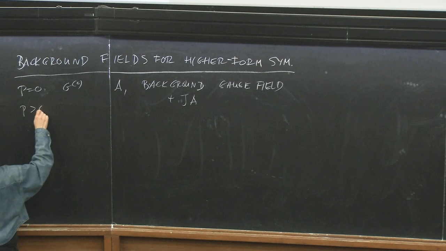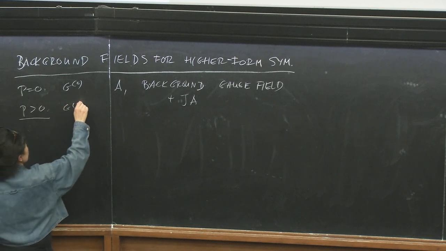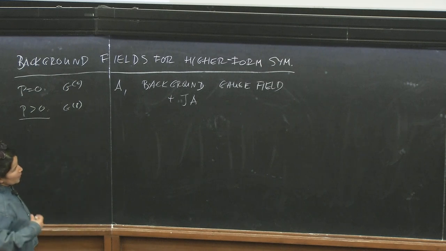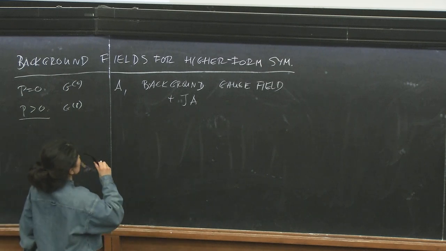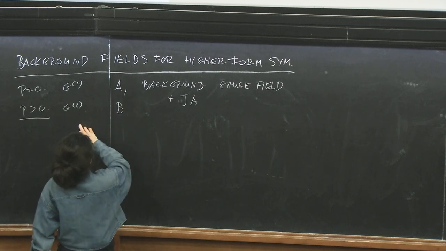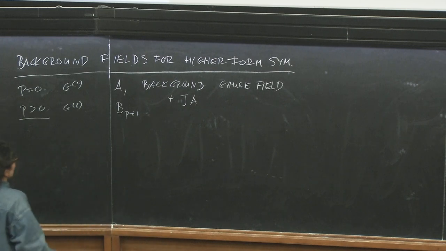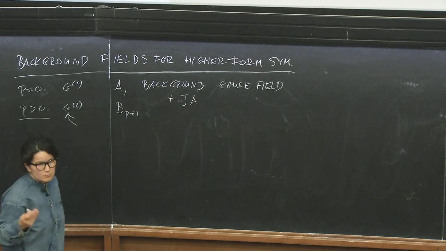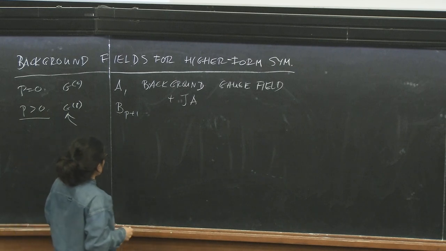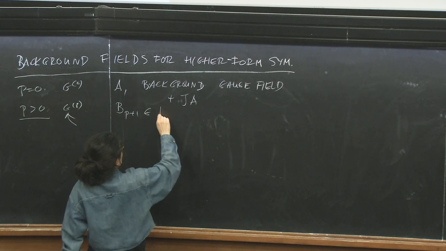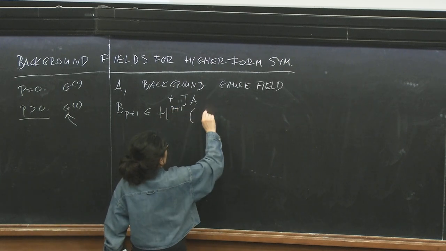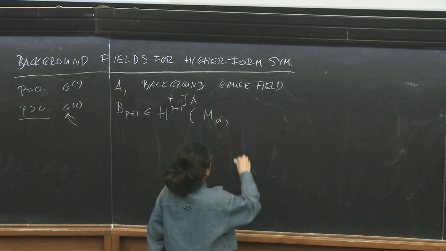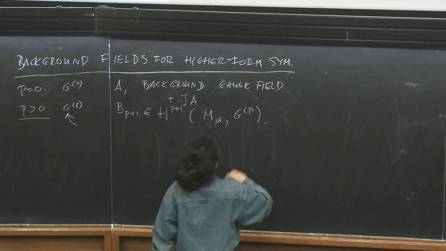And so for p larger than zero, so for a p-form symmetry, we equally have to introduce the concept of coupling this to a background. And the background fields here for a p-form symmetry are p plus 1 forms. I'll always assume, though I didn't emphasize this again, that when p is larger than 0, these are abelian. And I very often think of these as discrete, so actually finite symmetry groups. So these are p plus 1 forms on your space-time, taking values in this group G_p.